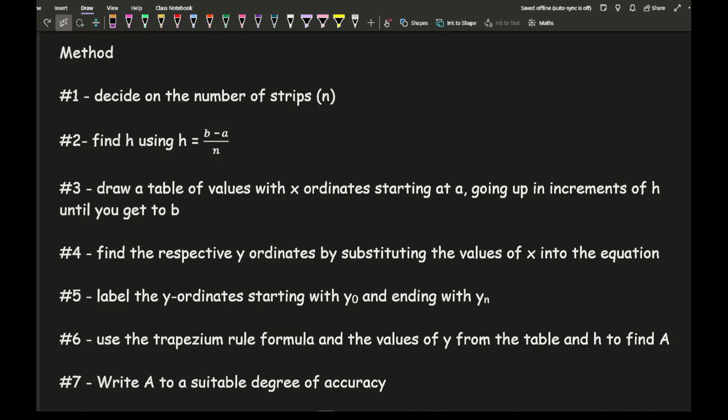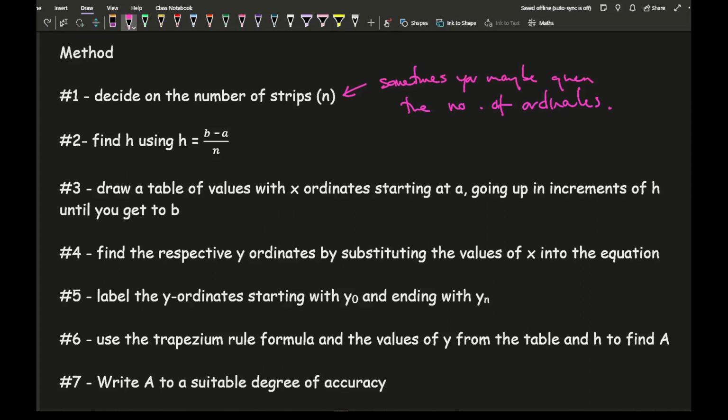So the first one is to decide on the number of strips n. Again, this is most likely going to be given to you in a question, but as I've mentioned, sometimes you may be given the number of ordinates, in which case the number of ordinates, take away 1, gives you the number of strips. You then want to find your h using the formula, then draw a table of values with x ordinates starting with A going up in increments of h until you get to B. Then you find your respective y ordinates by substituting the values of x into the equation.